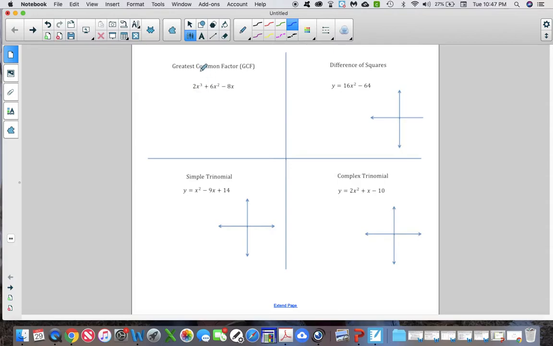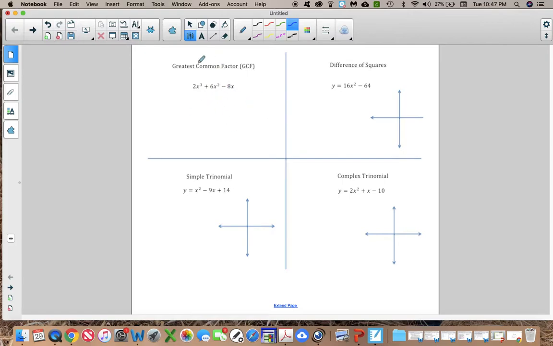So, we've done this before. We've done greatest common factor, difference of squares, simple trinomial, complex trinomial. So this is nothing new. This is all kind of review, but then we're going to talk a little bit about what it means. So we're going to graph these things based upon the results that we get.